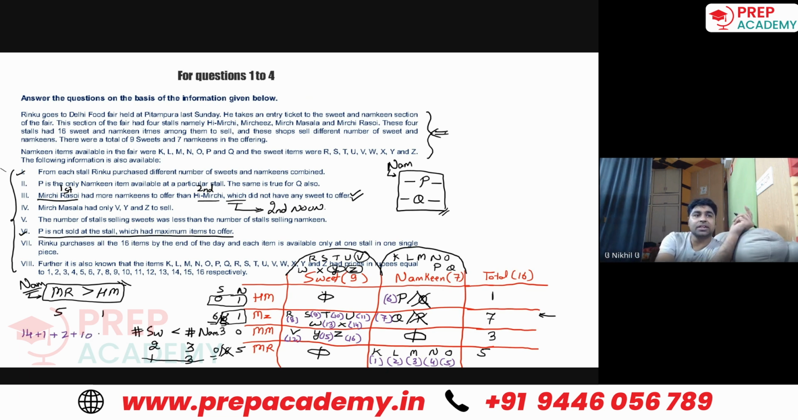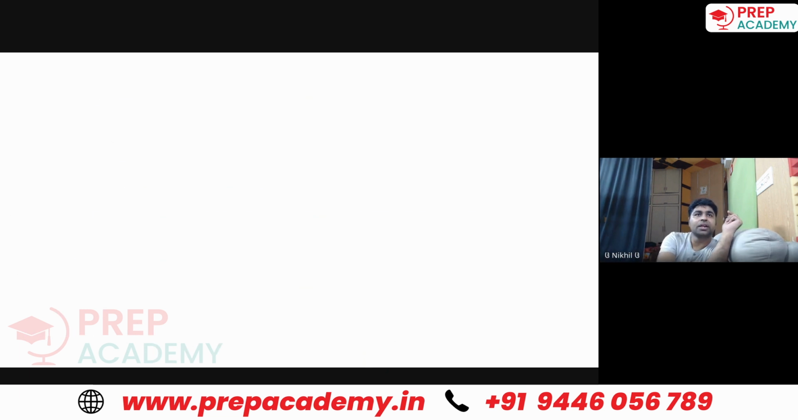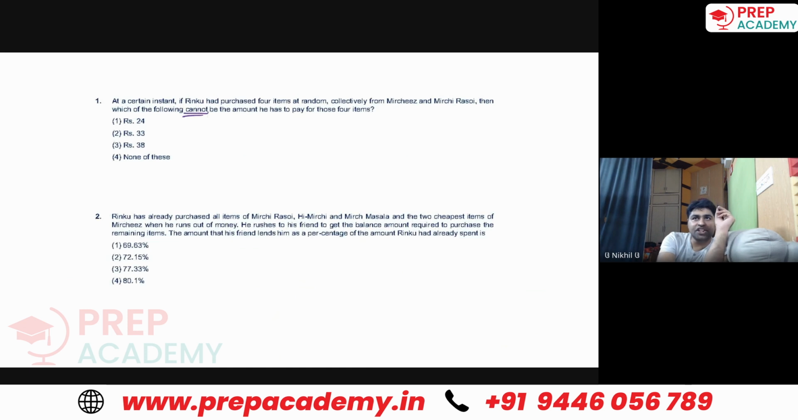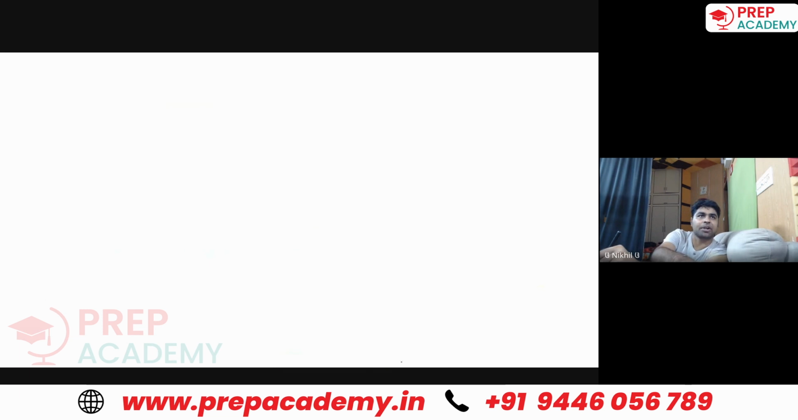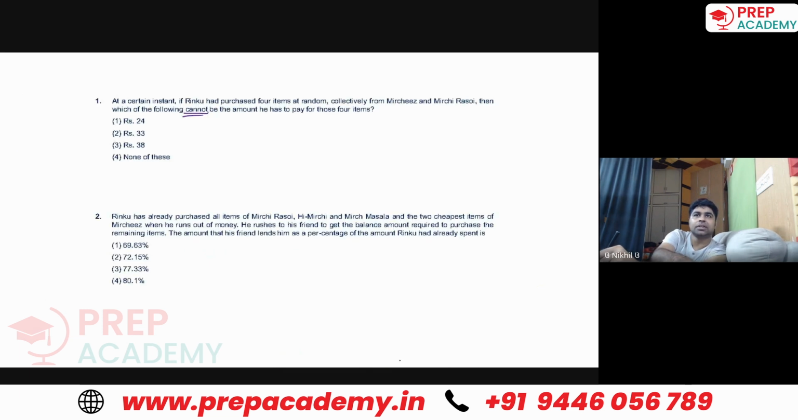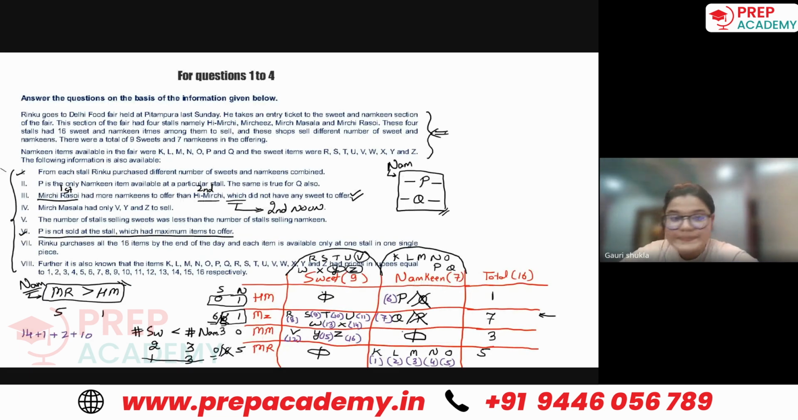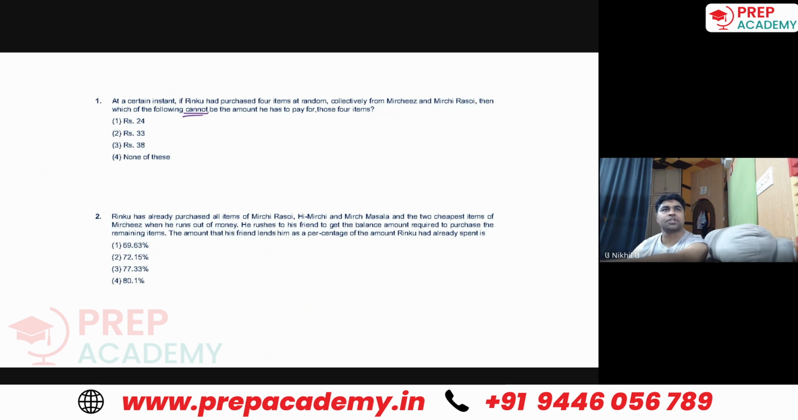For 14, 1, 2, and 10, we have to see only in Mirchis and Mirch Rasoi. Okay, Mirchis 10 is there? Yes. Mirchis 14 was there? Yes. And 1 and 2 were there in MR? Yes. MR also we have to take now? Yes. So this is possible. If this is possible, then the first option cannot be my answer, because we have to find out which of these cannot be.